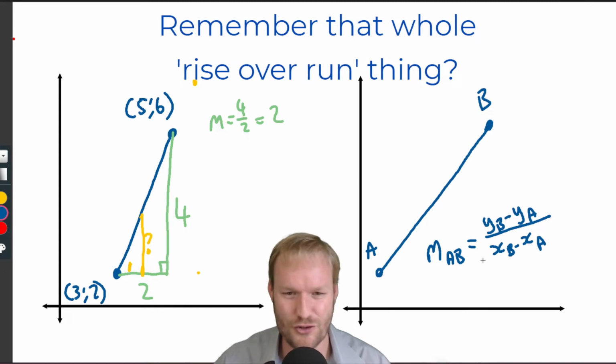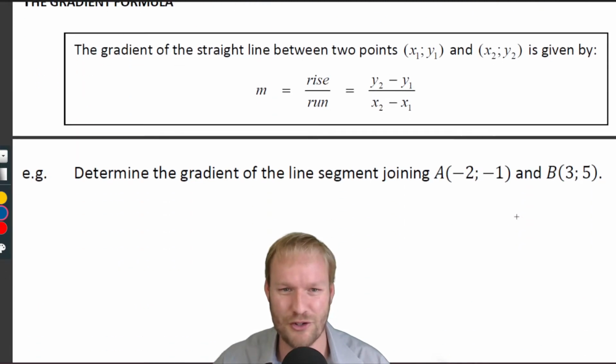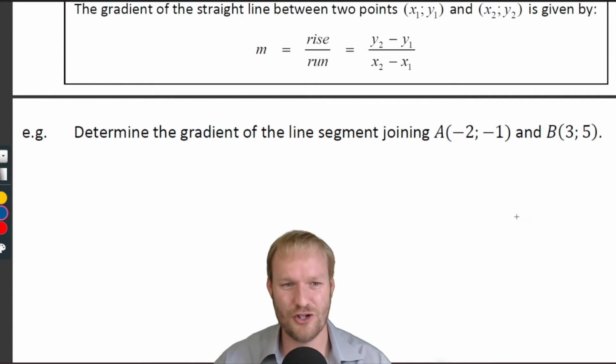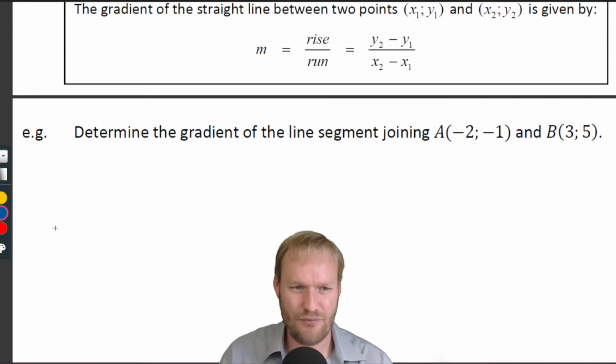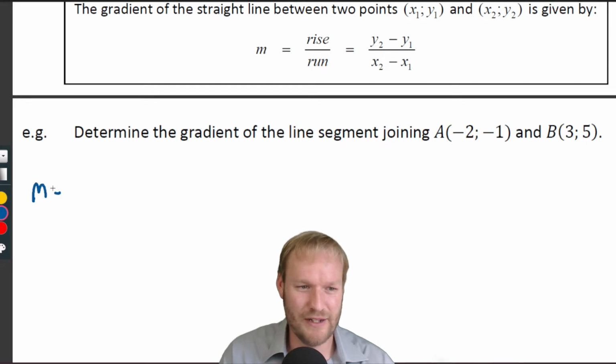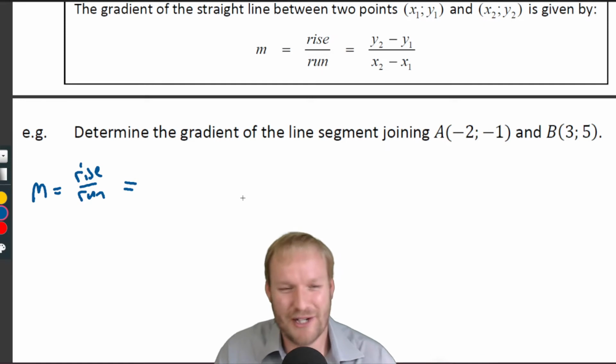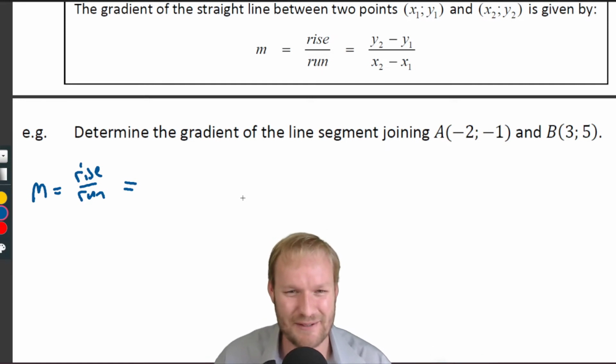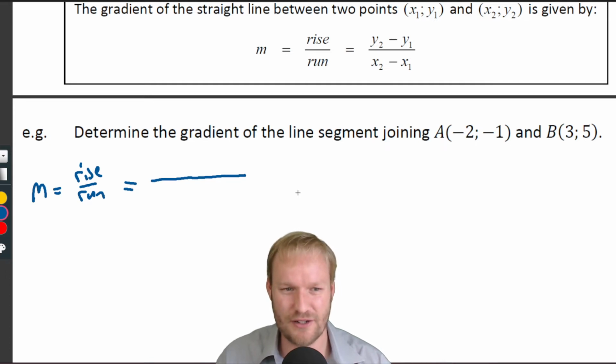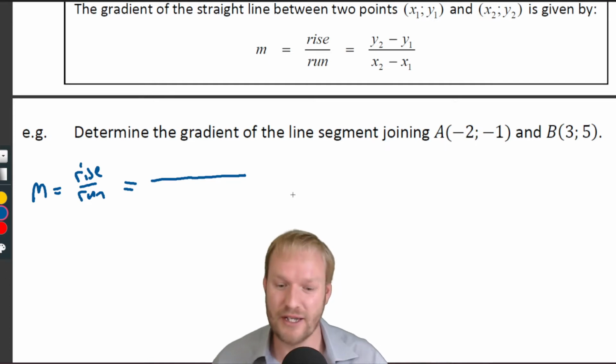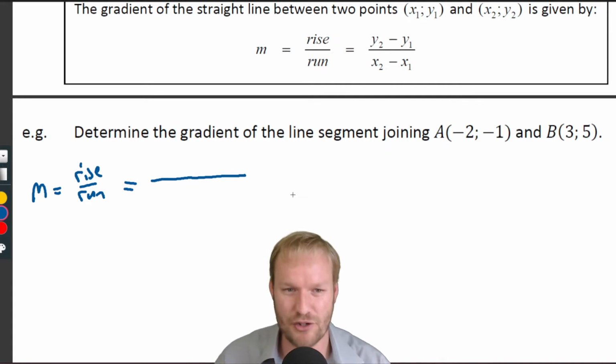Okay, let's head into 2 examples to see how we might use that. Determine the gradient of the line segment joining A and B. Well, I'm really in the habit of writing gradient is rise over run, even though we know it. I don't know why, I just like writing it. Maybe it's a sense of comfort. And to find the rise and the run, I always start with the run, so I'm consistently starting with my x values, x then y, but it's up to how you do it.